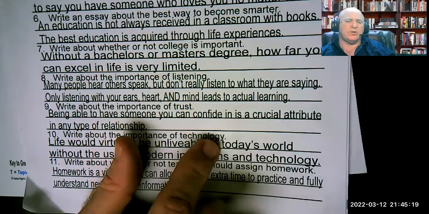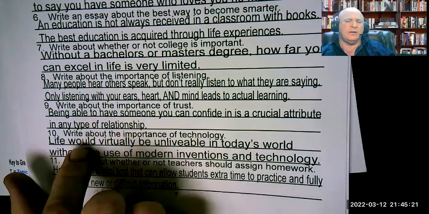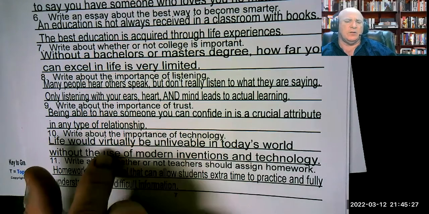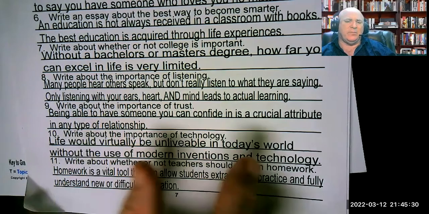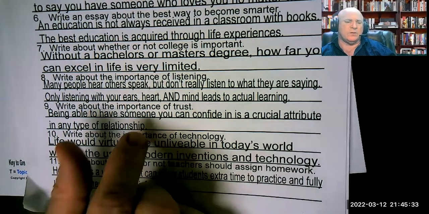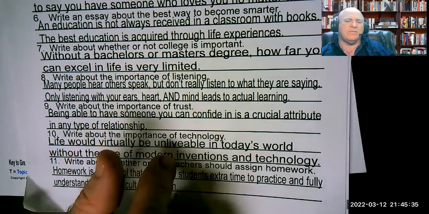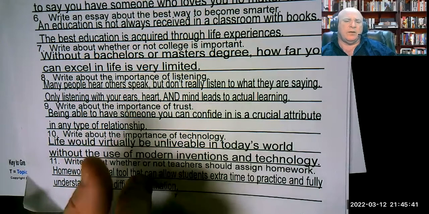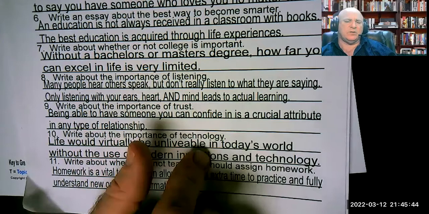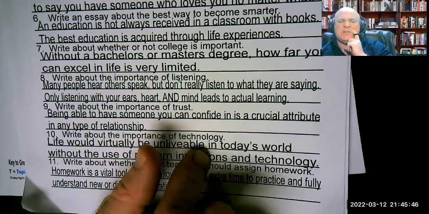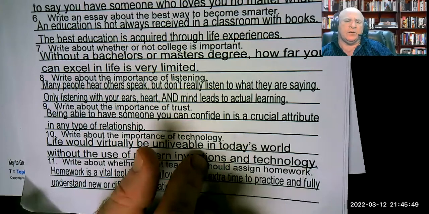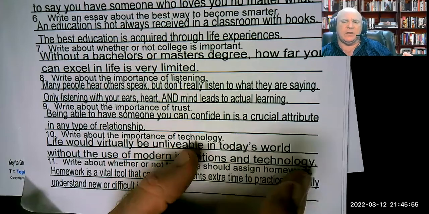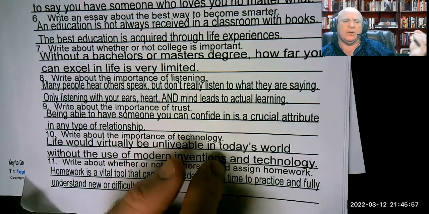Life would virtually be unlivable in today's world without the use of modern inventions and technology. So life is unlivable, the importance. I'm basically saying we can't even survive without modern inventions and technology. Because I added inventions as part of technology, I might have to tie those two together and say, here are some inventions that are based on technology that we probably could not survive.